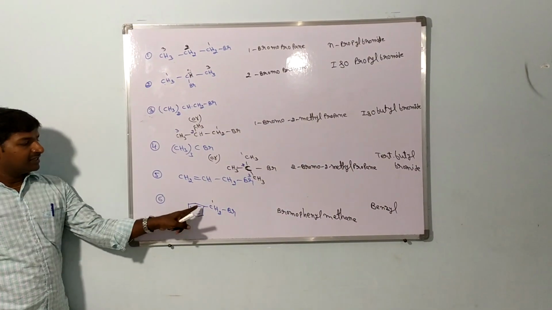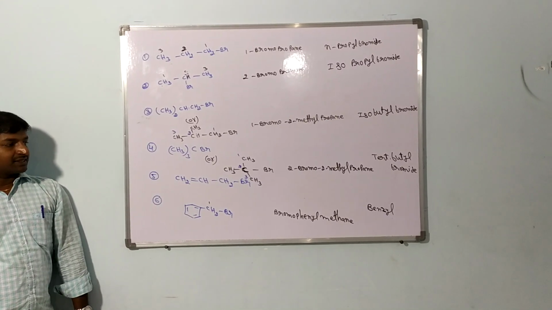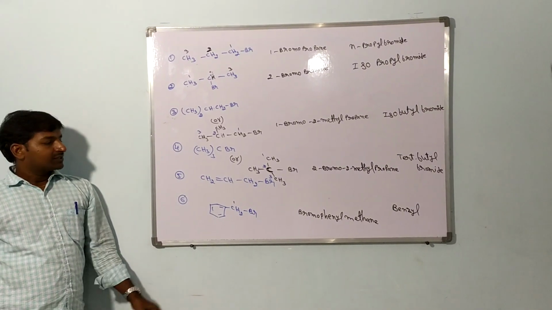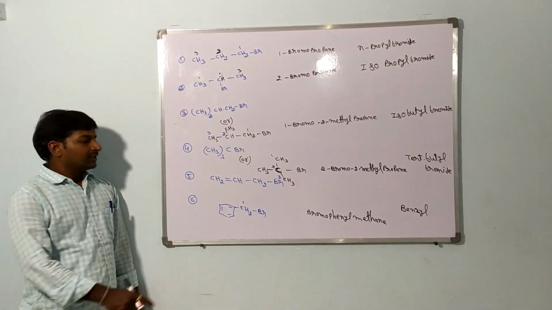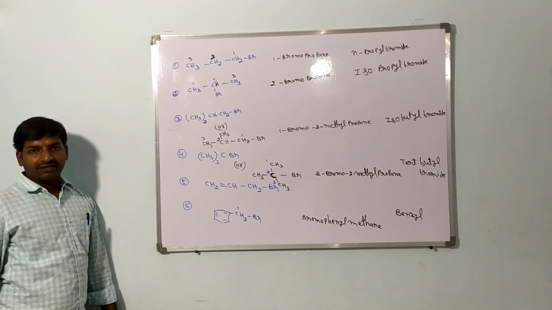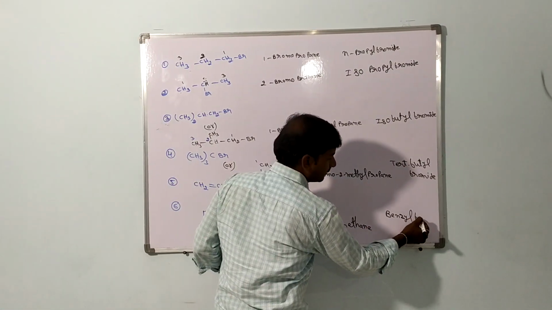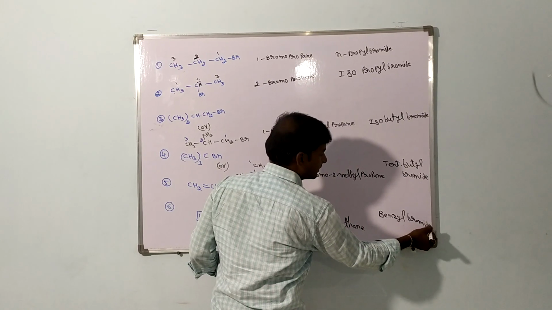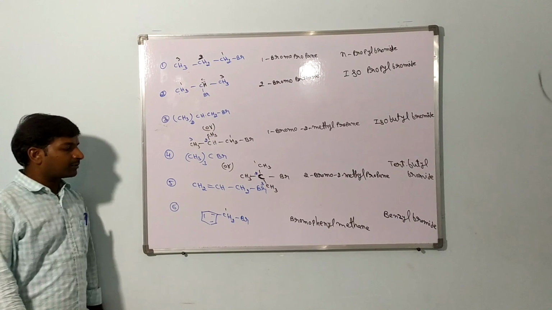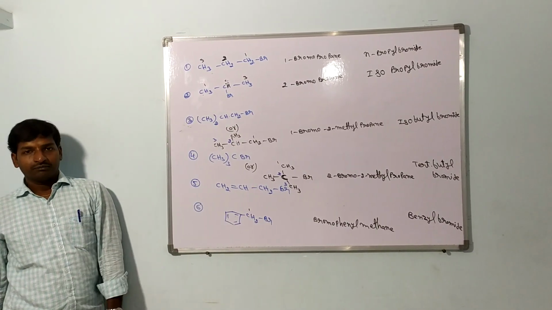So if benzene is directly attached to CH2 carbon, we can use the word benzyl. Benzene is different, benzyl is different. So C6H6 is the benzene. So if benzene is directly attached to CH2, then we can say benzyl in common name. So benzyl, this is the bromine, benzyl bromide. So if phenyl ring is directly attached to CH2 carbon, which is directly attached to bromine, in common name we can use the word benzyl.